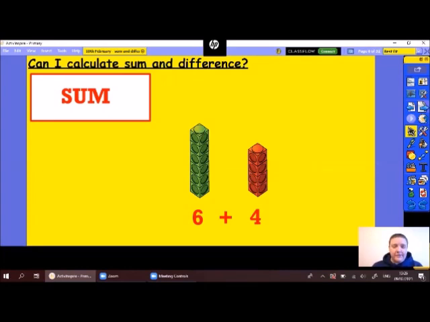Finding the sum of something means I have to add those numbers together. So I need to do 6 add 4. So I could just put both of my towers together and then count up how many blocks I've got, which of course, as you'll know, is 10. So the sum of 6 and 4 is 10, or 6 add 4 is 10, both exactly the same thing.